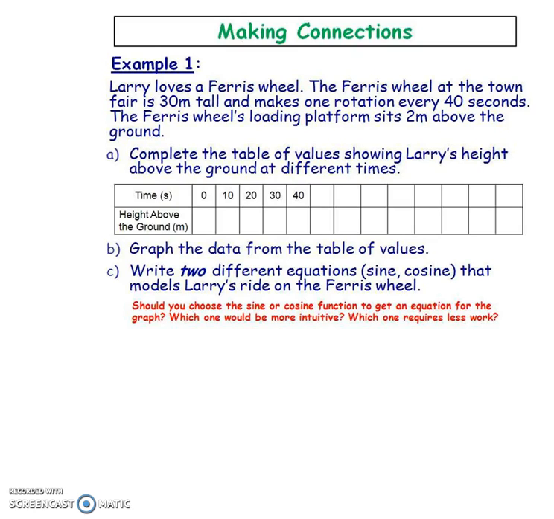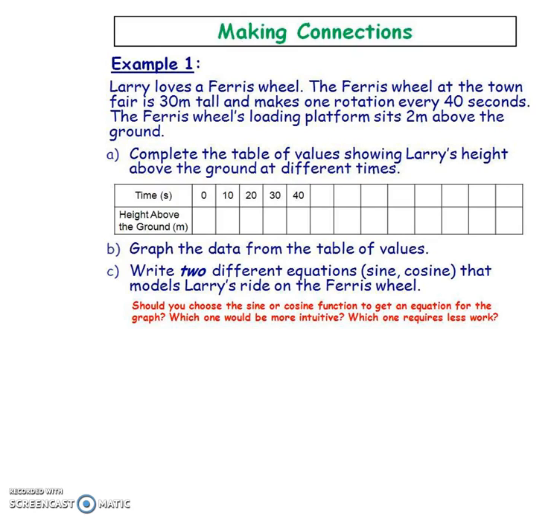Example number 1. Larry loves Ferris wheels. Okay, the Ferris wheel at the town fair is 30 meters tall and makes one rotation every 40 seconds. The Ferris wheel's loading platform sits 2 meters above the ground.